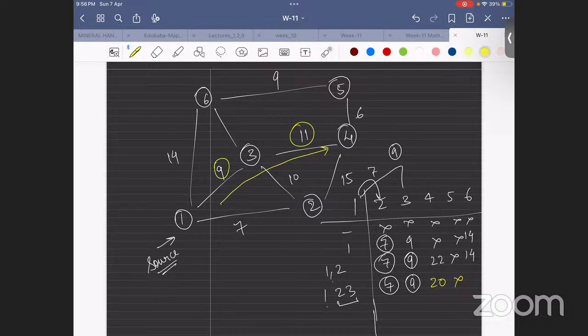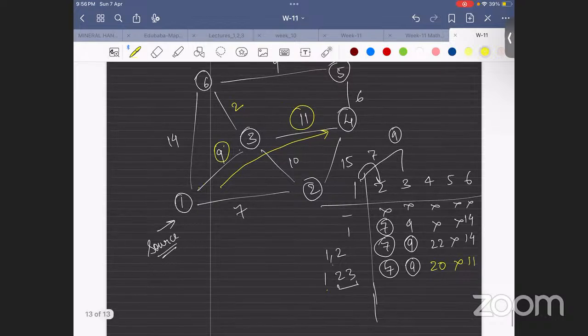Similarly for 14, what is the value? 14. Okay, how will you reach to 6? Let's, for example, this is 2. Yeah, 1, 3, 6. If you have to reach it to 6, you can reach it directly by 1, 3, and 6, right? So 9 plus 2 is 11. Correct? So now, which of them is minimum? 11 is minimum. Now you can take it 6 here.